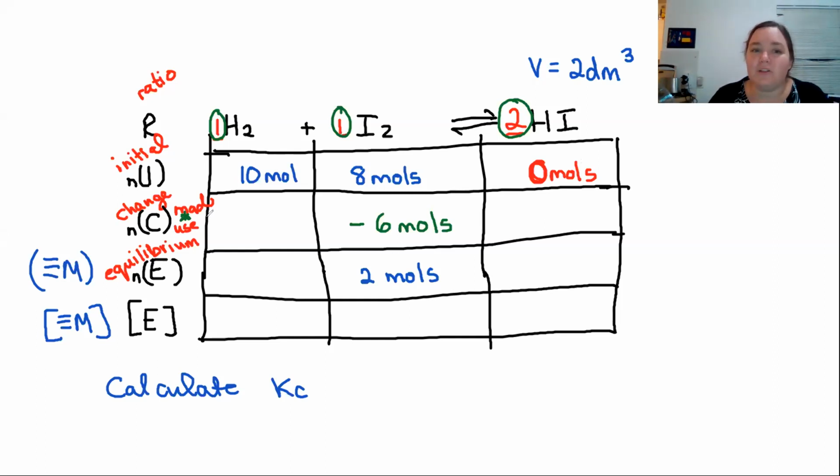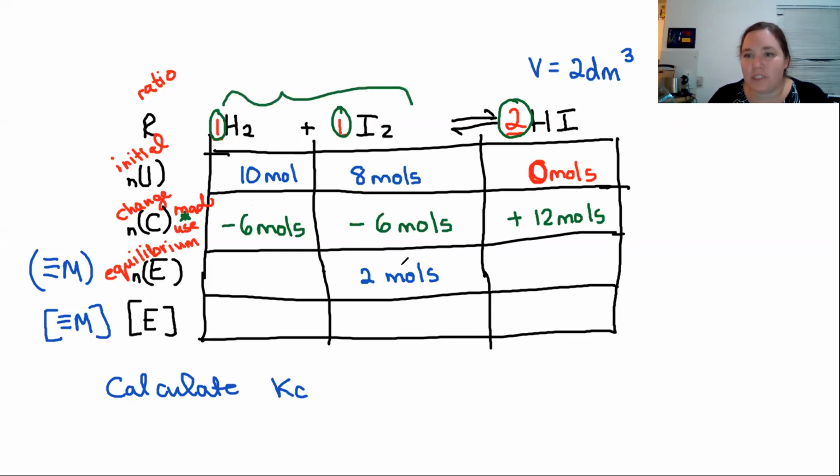But this middle change column has to be, which means that I can assume that these will be 1 to 1 to 2, which means that if I used 6 moles of I2, I used 6 moles of H2, and I made 12 moles of HI. The reason these two are negative is that they're my starting materials. If these two are used up, this one is made.